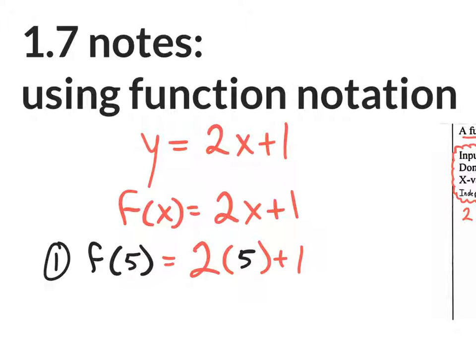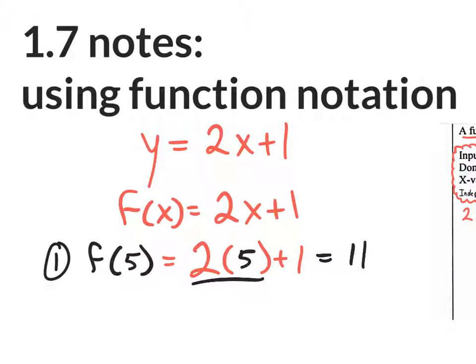So f of 5 is function notation. It's really just like notes. It's telling you what to do. It's telling you to plug in 5 into x. And what's our answer going to be over here? 11. Because 2 times 5 is 10. 10 plus 1 is 11. Does that make sense? Yeah.